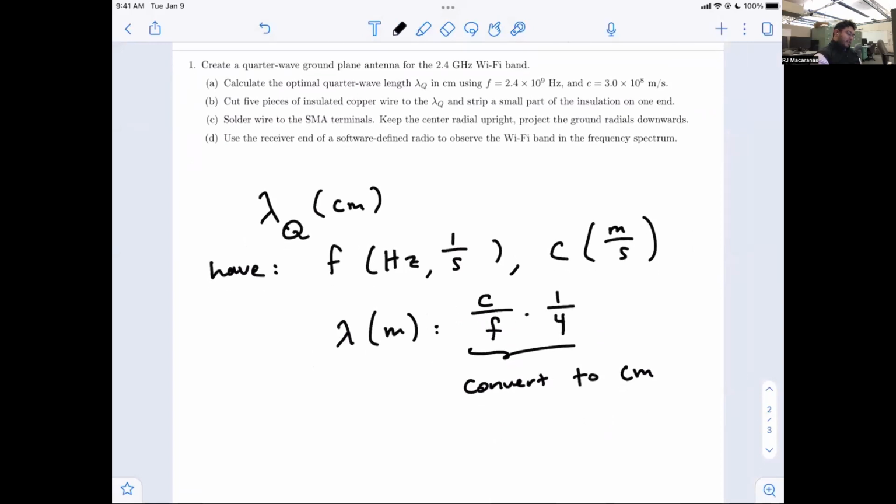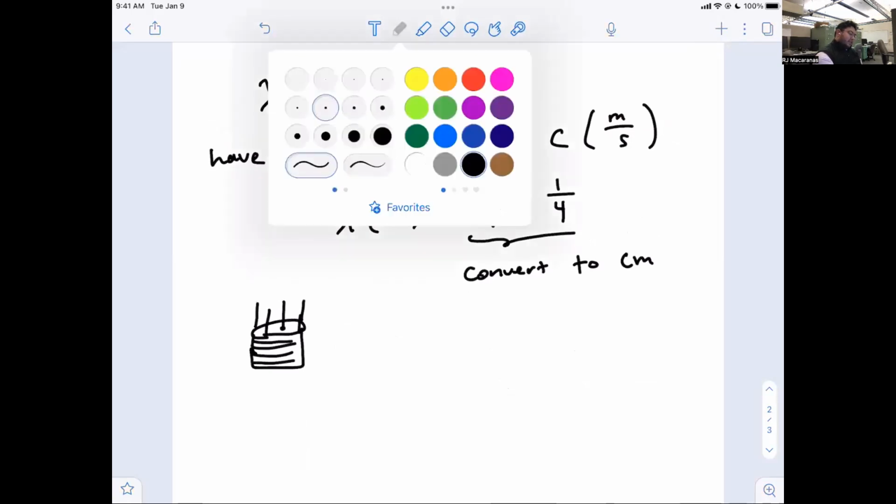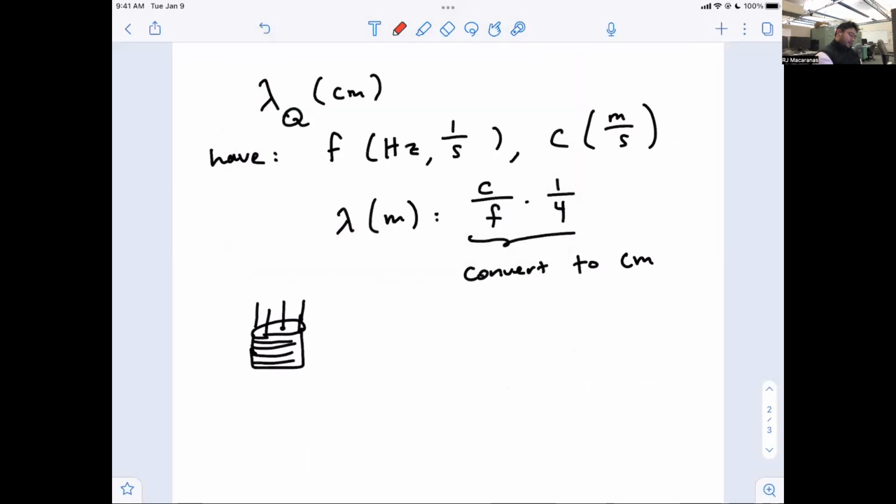So I'm going to be providing some copper wire, and you're going to get these SMA terminals. They kind of look like this. It's got a small cylindrical base, and then it's got these 4 ground terminals, and then this center terminal here, so the center conductor. And then we just get our pieces of wire and we solder it directly on to these terminals here. And all these wires are going to be of the same length.